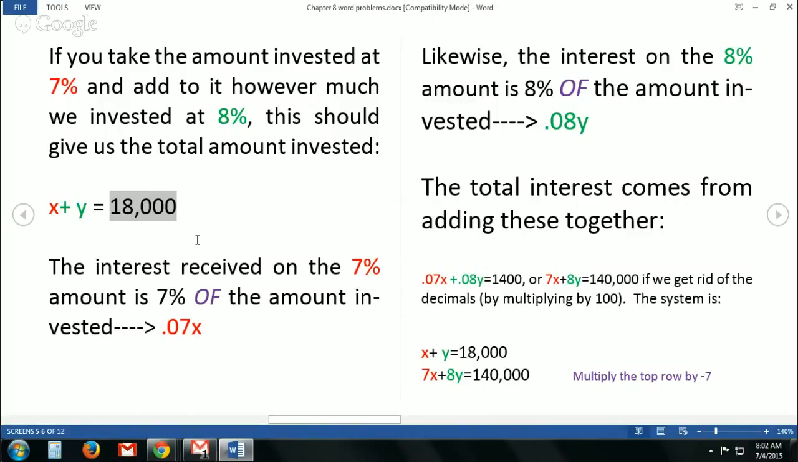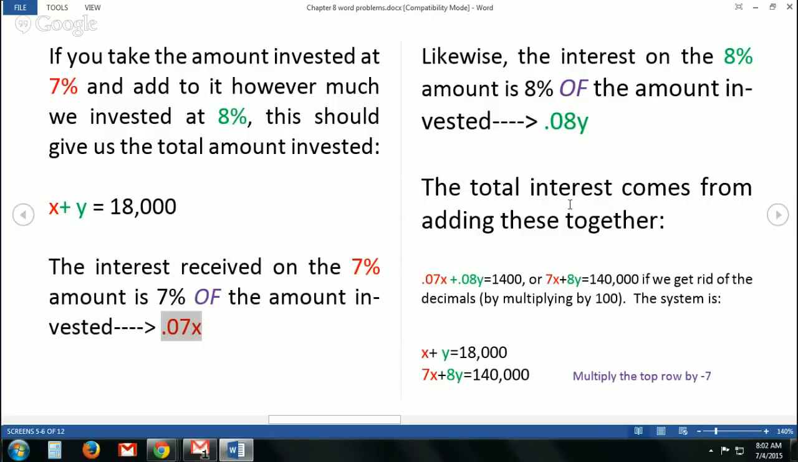Now let's see if we can figure out about the interest. The interest received on the 7% amount is 7% of the amount invested. When you hear that word "of" as a mathematician, that means you're going to multiply. So to figure out how much interest she got in the 7% account, you want to do 7%, or 0.07, times the amount of money that was invested there, which was X. 0.07X is the interest that we received in the 7% account.